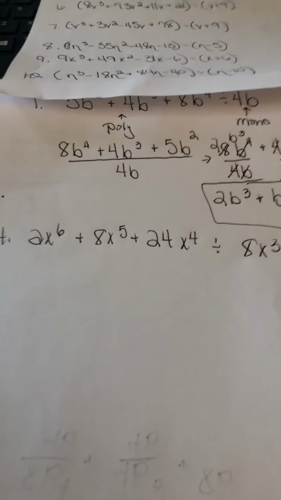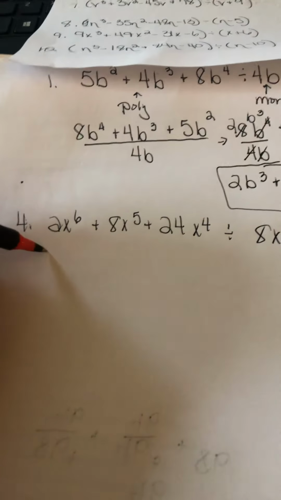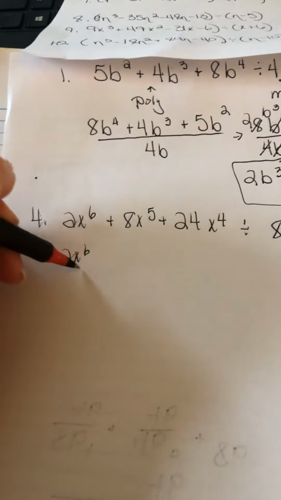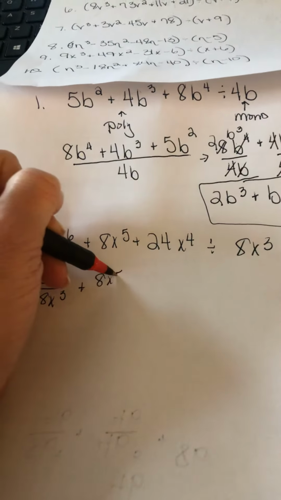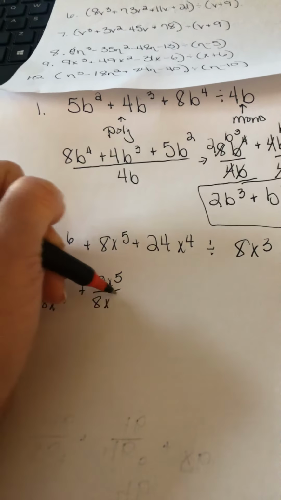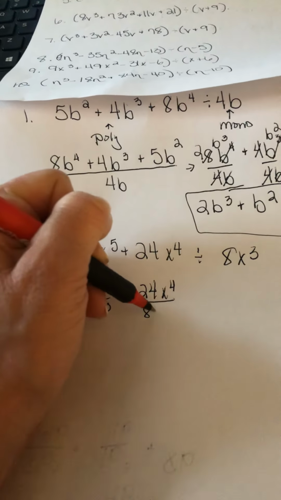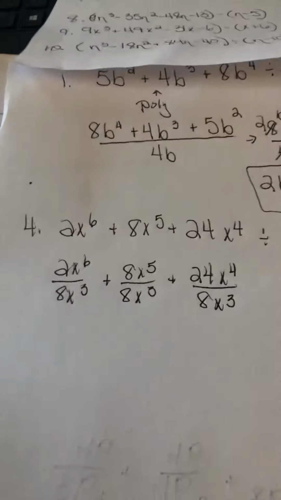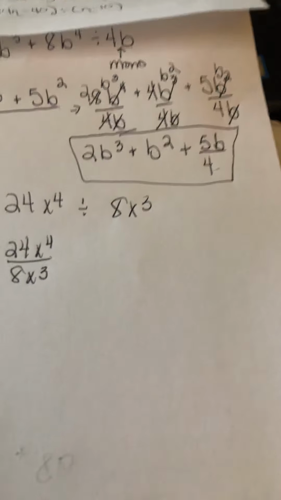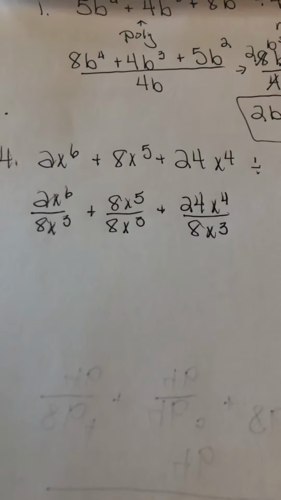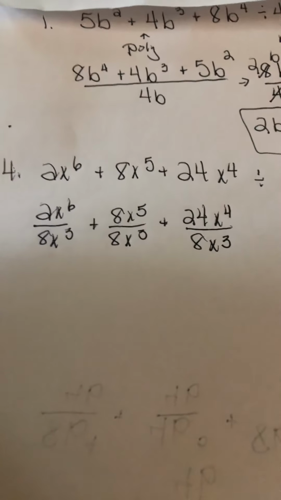Now, it's already in descending order. So what I'm going to do is I'm going to take this x cubed and I'm just simply going to put it underneath. Okay, so now all I did is exactly what I did in the last problem. So I took the 8x cubed and we put it underneath each term. And now we're just going to simplify. It's like simplifying 3 different fractions here.